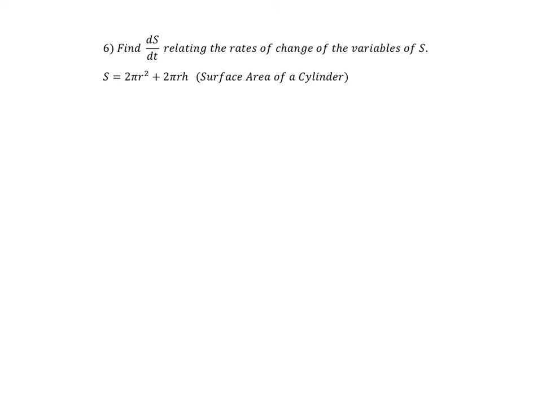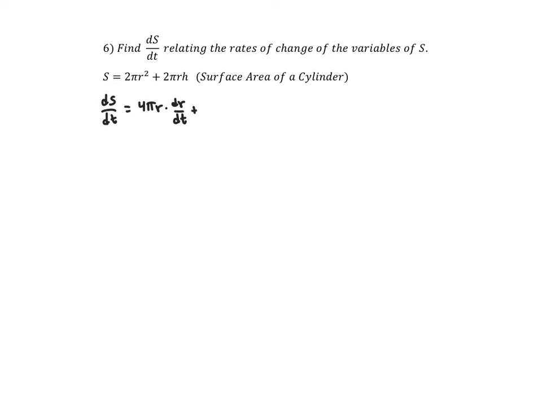Okay, here's an example looking at dS/dt. S is the surface area of a cylinder. Find dS/dt, relating the rates of change of the variables of S, so the variables being r and h. We looked at a problem similar to this a couple slides ago on the volume of a cone. Let's do the same thing here. So the derivative of S with respect to t is dS/dt. The derivative of 2 pi r squared with respect to t will be 4 pi r times dr/dt.